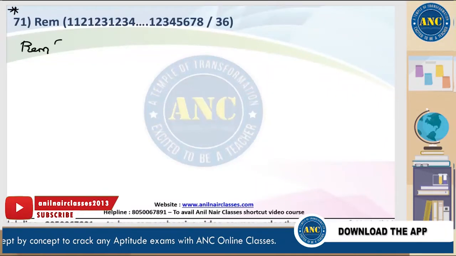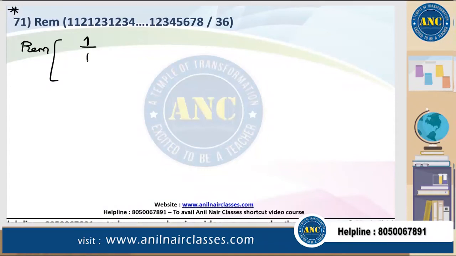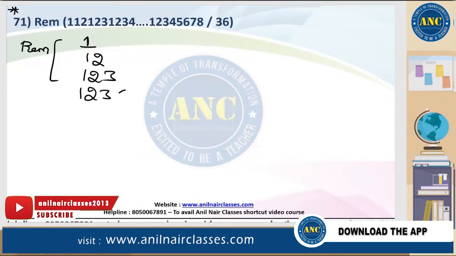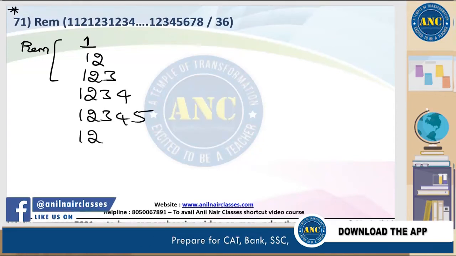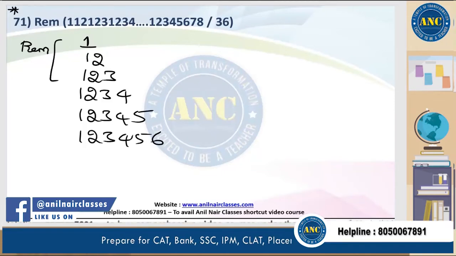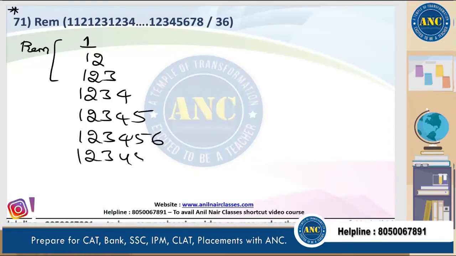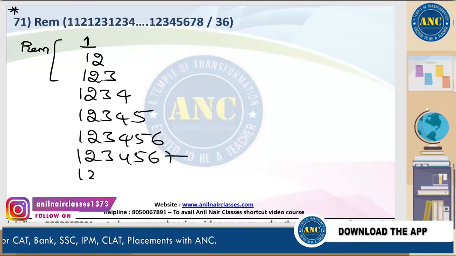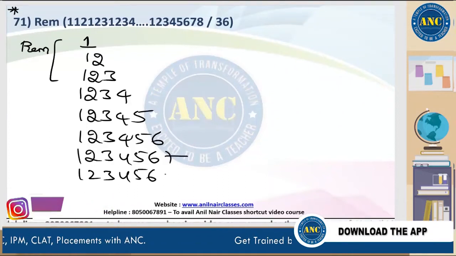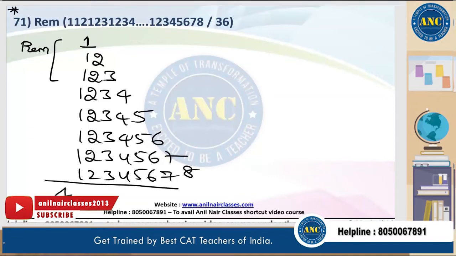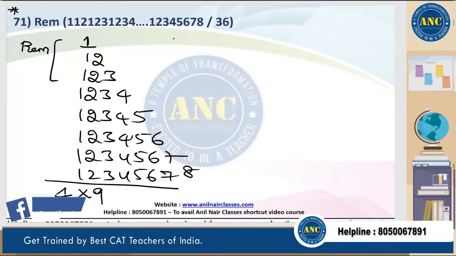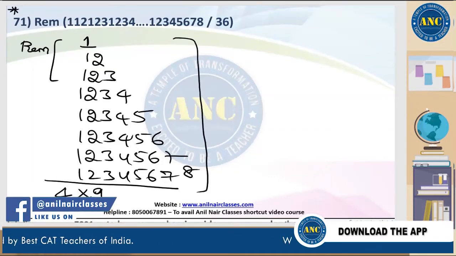For our understanding, I will write like this: 1, 1 2, 1 2 3, 1 2 3 4, 1 2 3 4 5, 1 2 3 4 5 6, 1 2 3 4 5 6 7, 1 2 3 4 5 6 7 8, divided by 36, which is nothing but 4 into 9. I will write the question like this.